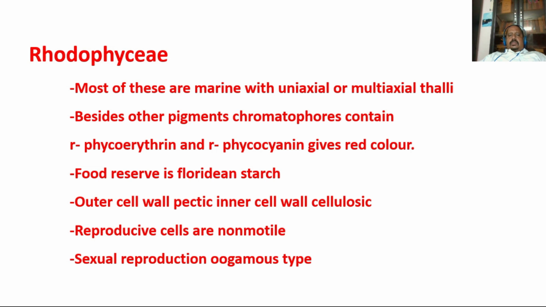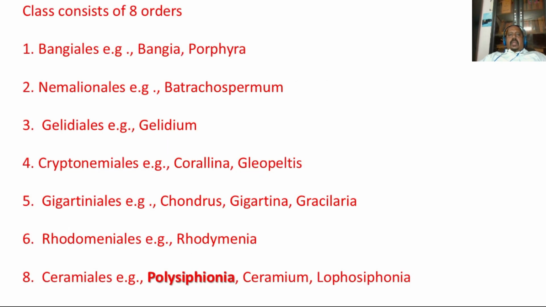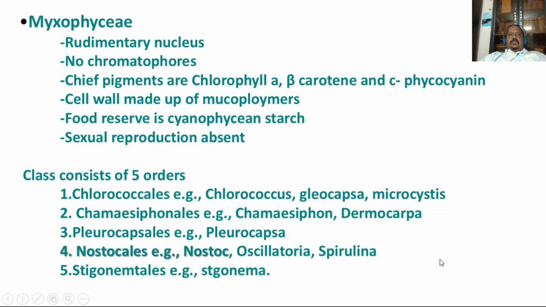The reproductive cells are non-motile. Sexual reproduction is well developed and oogamous type. It consists of 8 orders. They are Bangiales, Nemalionales, Gelidiales, Cryptonemiales, Gigartinales, Rhodymeniales, and Ceramales. Among the Ceramales, we have to study the Polysiphonia in detail. You will see that in the respective class.